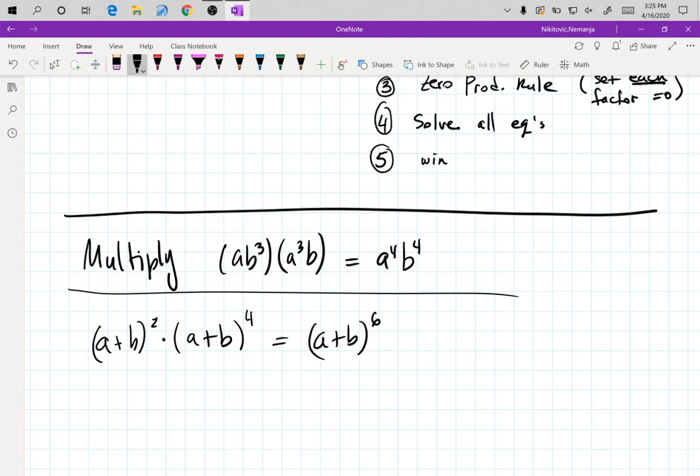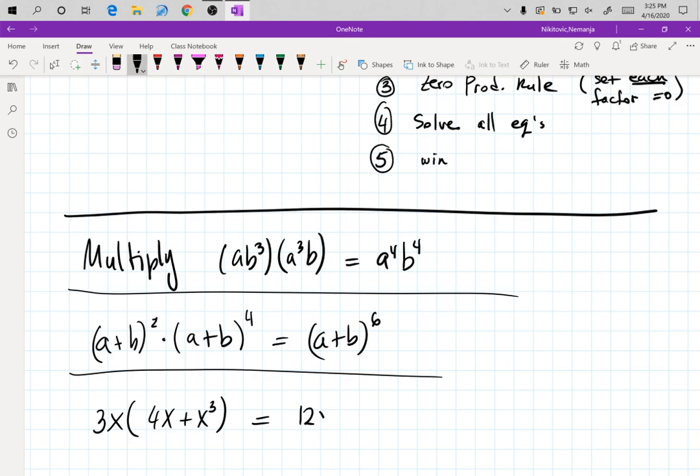Distribution problem, where you have 3x times 4x plus x cubed would be 12x squared, because x times x is x squared, 1 plus 1, and then plus 3x to the fourth, because 1 plus 3 is the fourth.